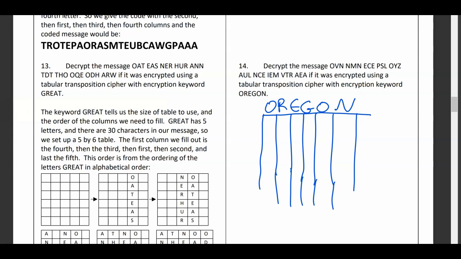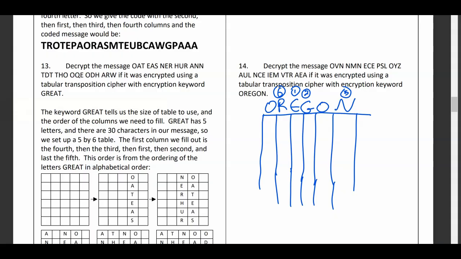But this is the first one. E is the first in the alphabetical order. Then G. And then the O's. But we know this will be 3 or 4. This will be the 5th one. This will be the 6th one. So the only orders I'm not sure are the Oregon.